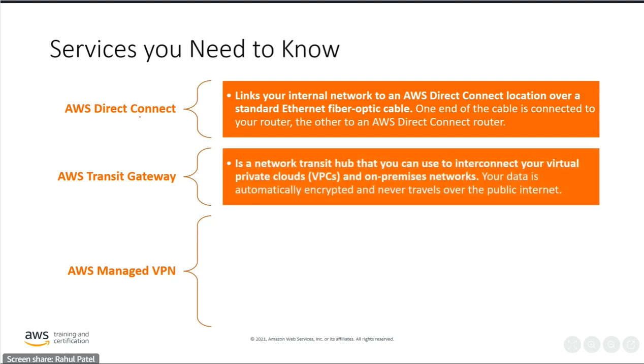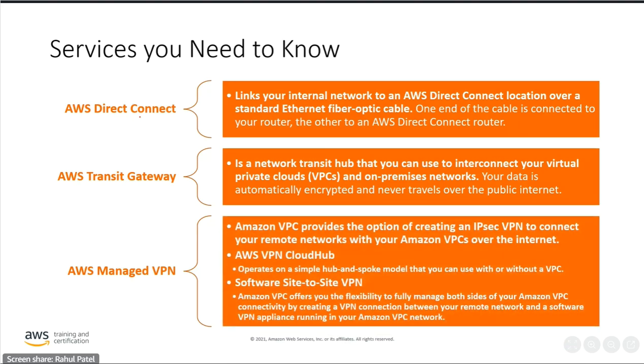Then transit gateway is something that is going to act as a hub, and through this you can connect your VPCs and on-premises network. Now, in case of transit gateway, your data is automatically encrypted and it never travels over the public internet. So it is going to use the AWS backbone network when you are connecting multiple VPCs.